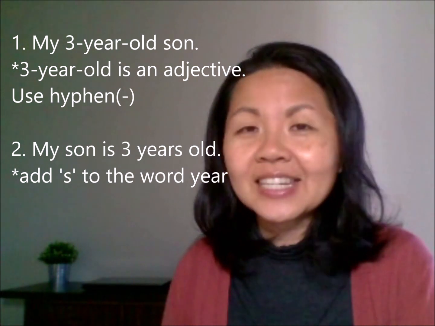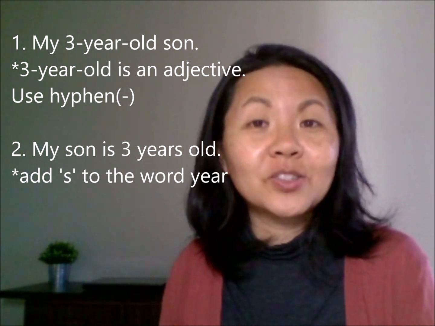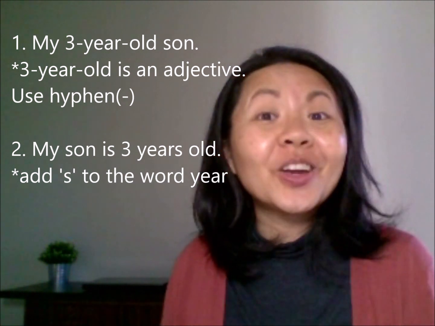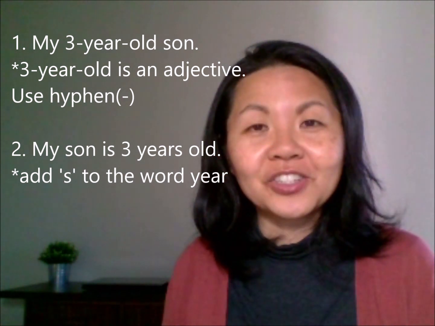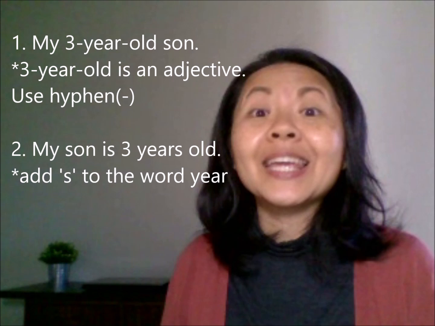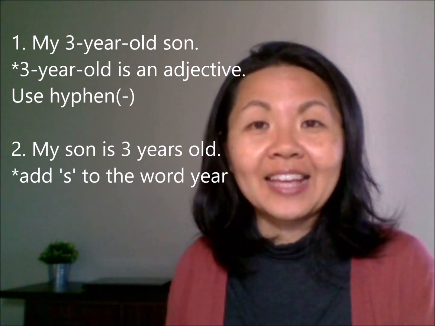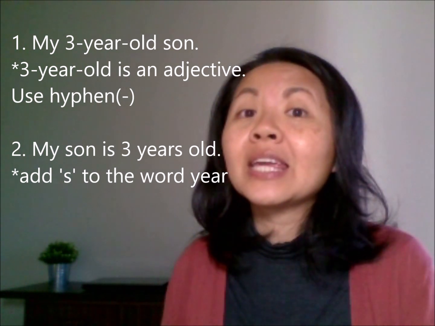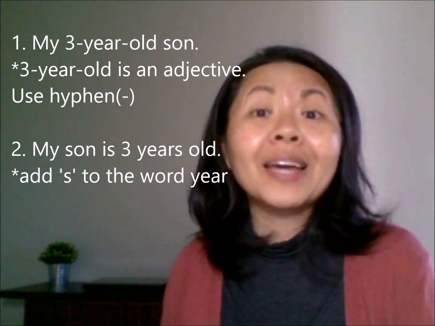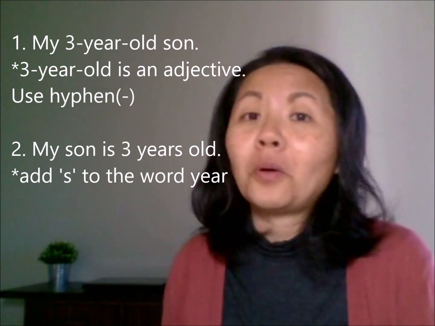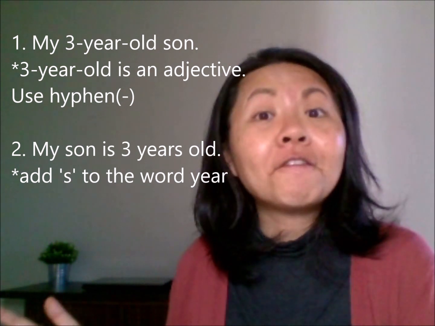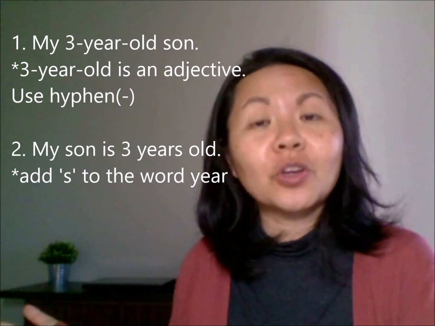In the second sentence, my son is 3 years old. Here we're talking about the age, right? So 3 years, we're going to add an S to years. So 3 years old. My son is 3 years old. Or my daughter is 5 years old.